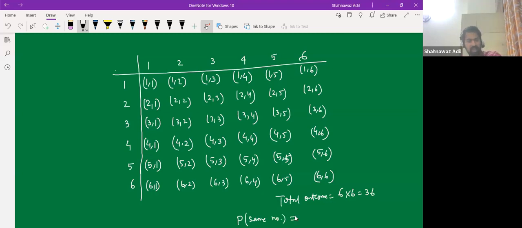What are the scenarios in which I get the same number? One is 1 and 1, then this one, this one, this one, and this one. So 1, 2, 3, 4, 5, 6. The favorable outcomes are 6, total is 36. So 6 by 36, which is 1 by 6. Clear, Amira and Tejasvi? Yes, sir.